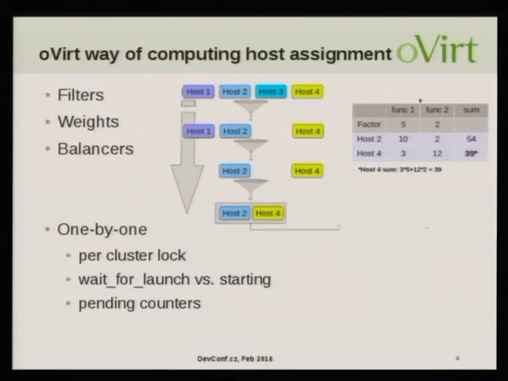First, it's one-by-one scheduling, which means you start one VM, it finds a place for it, and then you start another VM, it finds a place for it. Second, you have to track pending stuff, which means you start a VM. It's still not running yet, but your user clicked another Start VM button. And you need to be aware of the fact that the VM is going to be started on some host. It's still not there, so you don't see the memory consumption. You somehow need to track the future allocation. We have the pending counters for that. And yeah, the wait for launch versus starting, that's the actual issue we are solving with those.